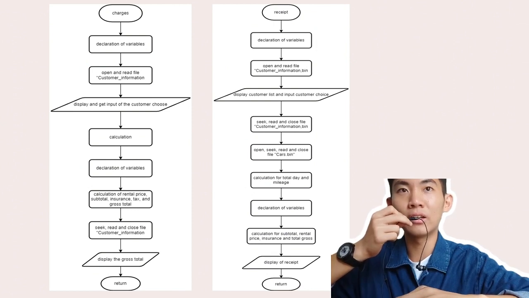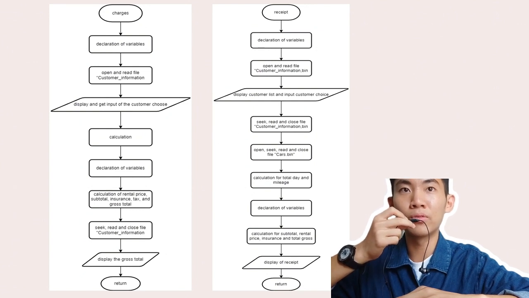Next, for the receipt function flowchart, we'll declare variables first and read the customer information file. We'll display the customer list and input the customer choice. Next, we will seek, read and close the customer information file. After that, we will open, seek, read and close the car file.